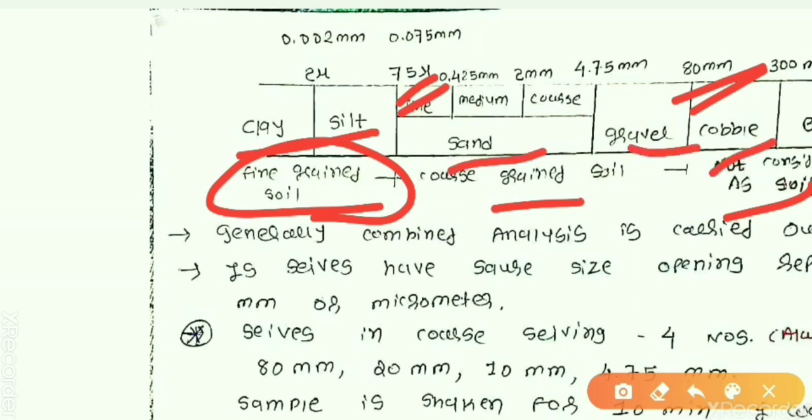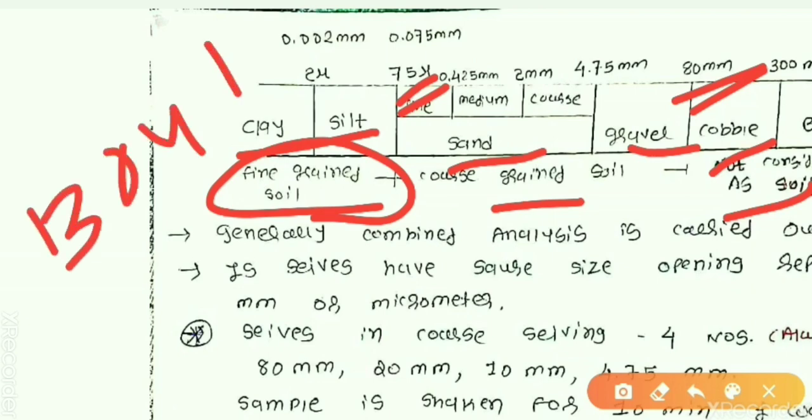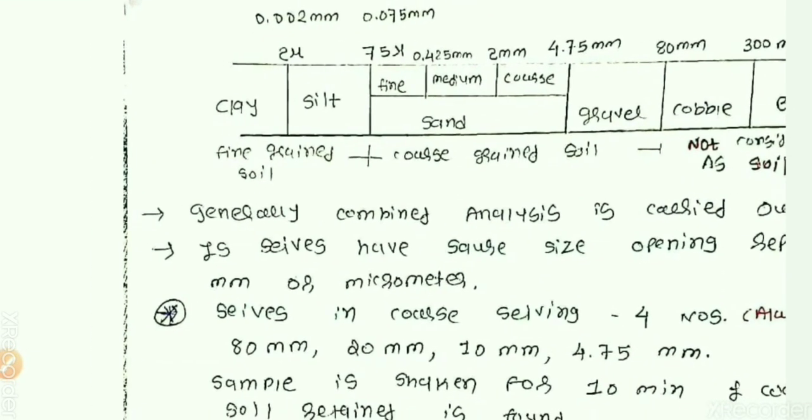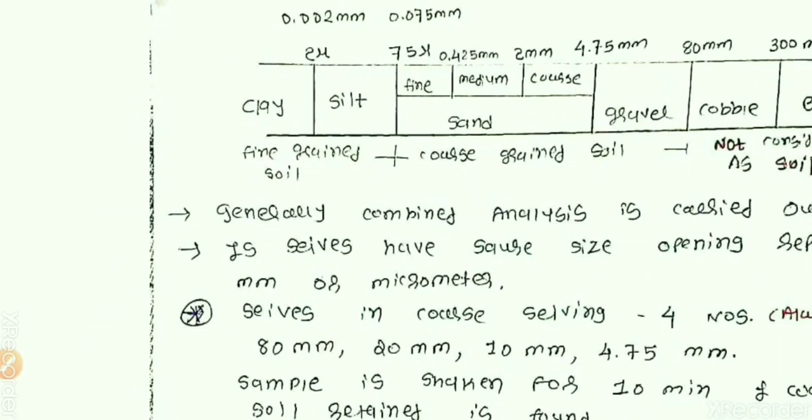Okay, cobble and boulder are not considered as a type of soil. Okay, now we go back again to the sieve analysis. Now what is a sieve?